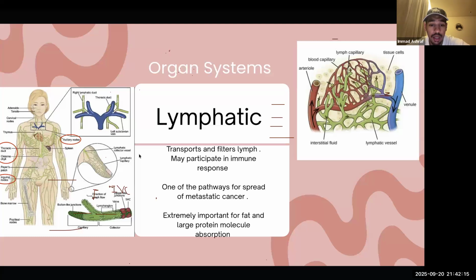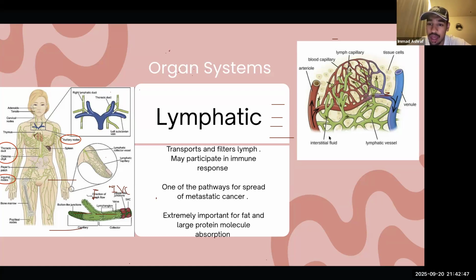Whereas sarcomas, which are cancers of the muscle, or other types of cancers are much more likely to spread hematogenously. Hematogenously means through the blood. But carcinomas specifically spread lymphatically. They spread through the lymph system. And it's extremely important for fat and large protein molecule absorption. So something that you might not know is that the digestive system can't directly absorb fats. They actually need the lymphatic system to transport the fats to the circulation. They can't do it themselves.